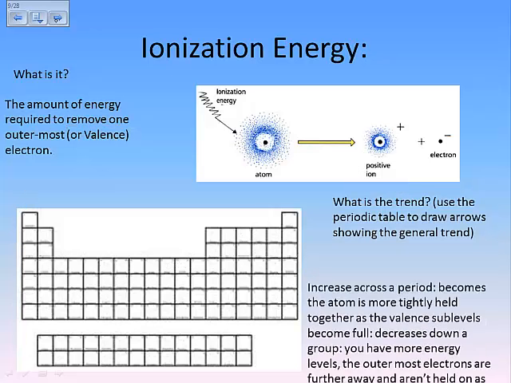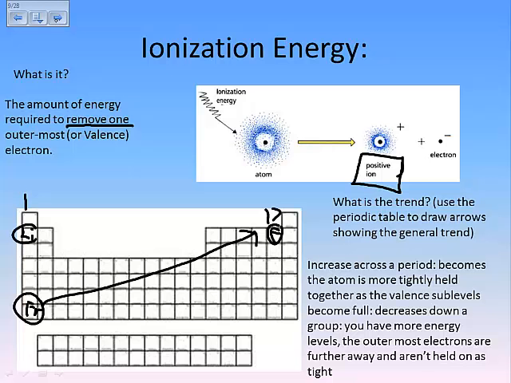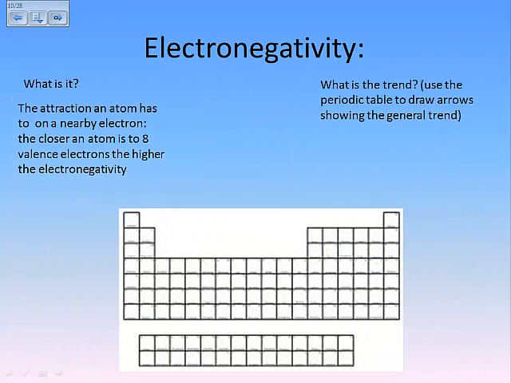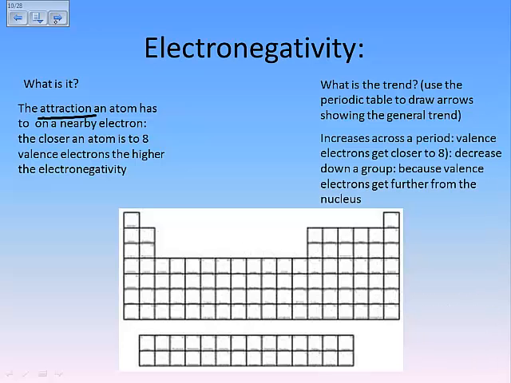Remember, the higher the ionization energy, the harder it is to move that electron. And there's your definitions right there, your little explanation. Now, electronegativity, very similar to ionization energy, but it's the attraction of an atom, whereas ionization is the removal of an electron. Electronegativity is the ability to gain another electron. And this has almost the same explanation as ionization energy did, because it's pretty much the same thing.